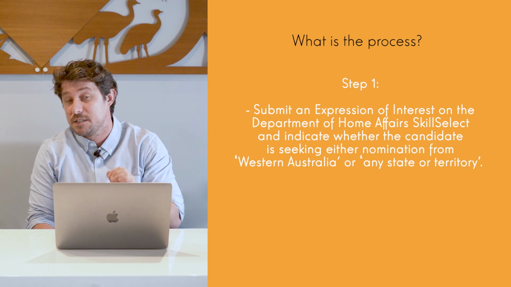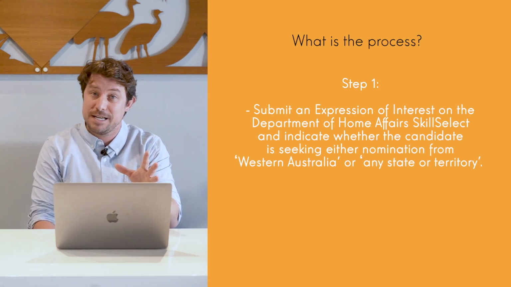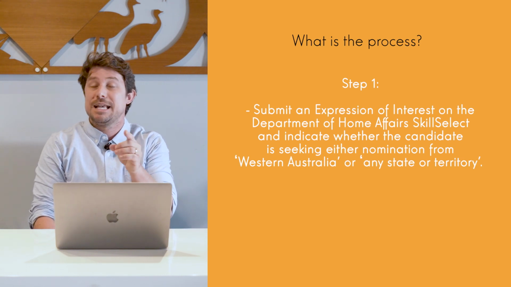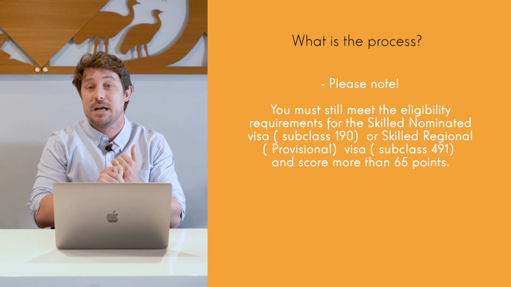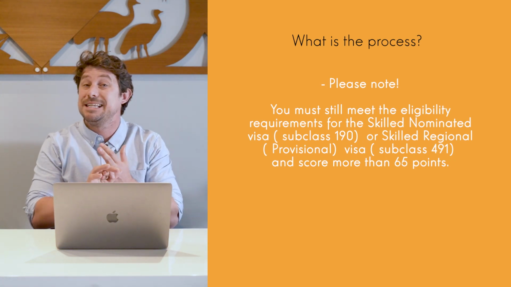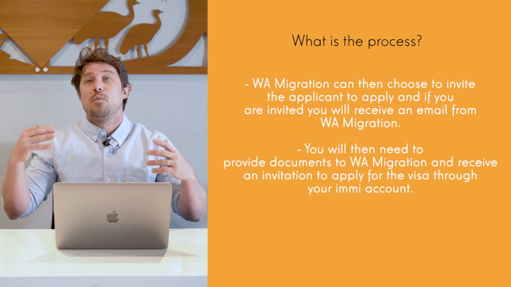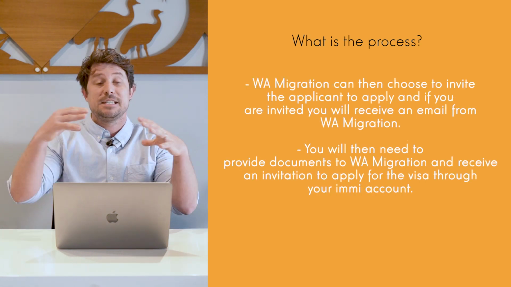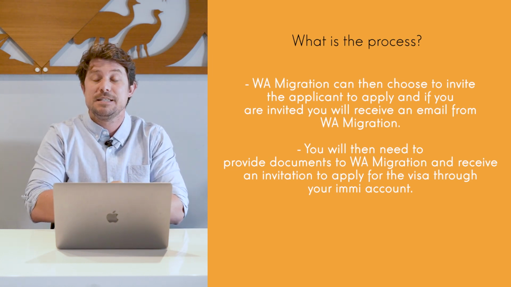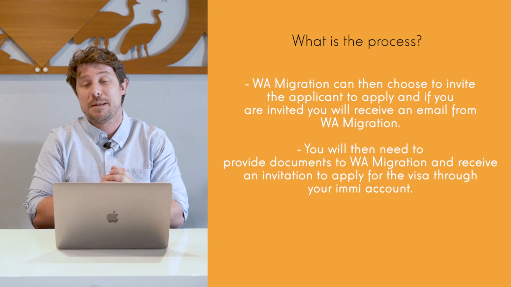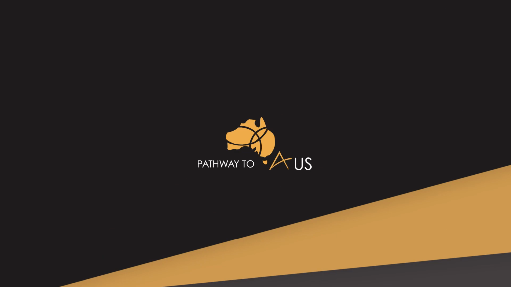And on your expression of interest, you must indicate that you're willing to be invited by Western Australia, or you can also choose any state or territory. Please note, you must meet the requirements for the 491 or the 190 and score at least 65 points to potentially be invited. So once you've lodged the expression of interest, WA Migration can then choose to give you an invitation to apply for these visas. And once you've got the invitation from WA Migration, you can then apply for the visas through your ImmiAccount.